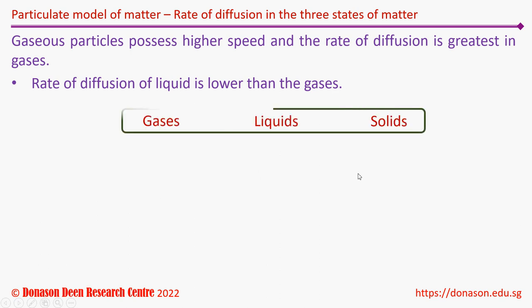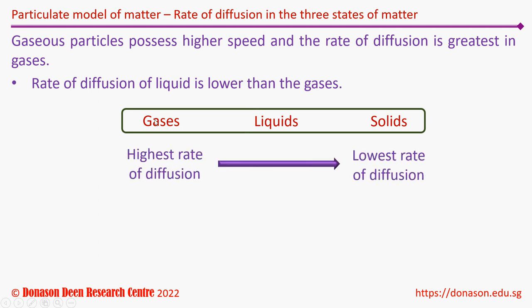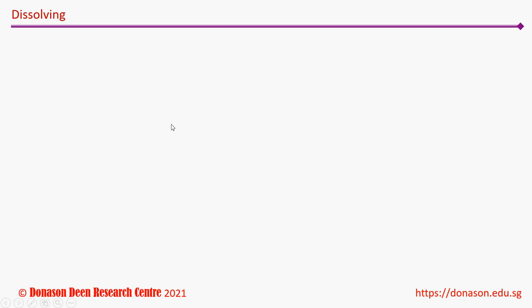So if we were to arrange gases, liquids and solids, the highest rate of diffusion can be observed in gases, and the lowest rate of diffusion will be observed in solids, and of course liquids will have a slower rate compared to gases. So gases, since they have complete freedom of movement and also due to the fact that they have a higher energy, are going to diffuse much faster, much more quickly.